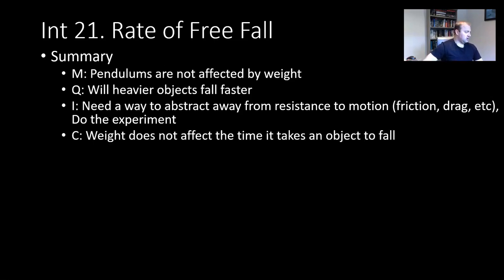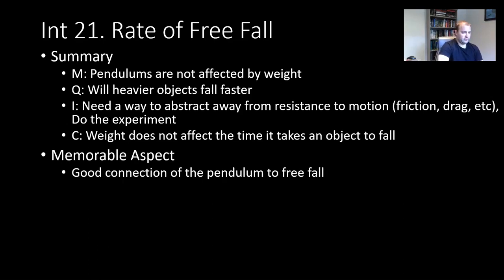The conclusion is that the weight does not affect the time that it takes the objects to fall. So basically, two objects of two different weights. If we've isolated the forces that resist motion, if we've made sure that those things are affecting these two objects approximately equally, then weight does not affect the time it takes the object to fall a particular distance. So, kind of an interesting thing to note there.